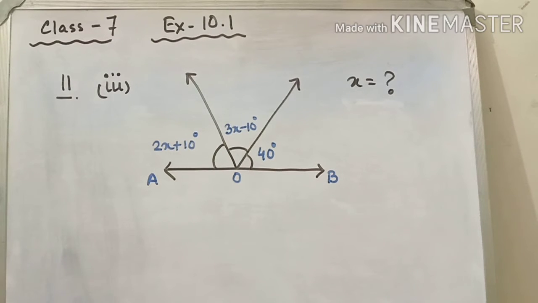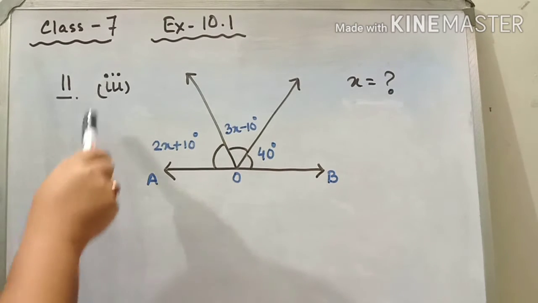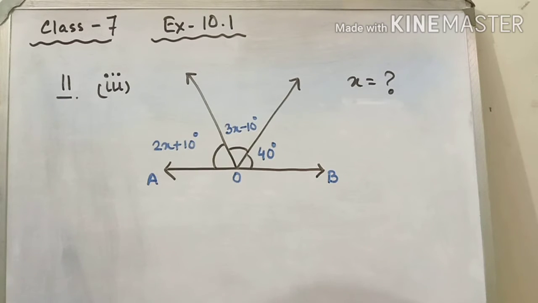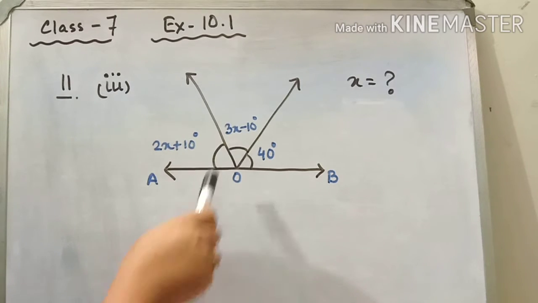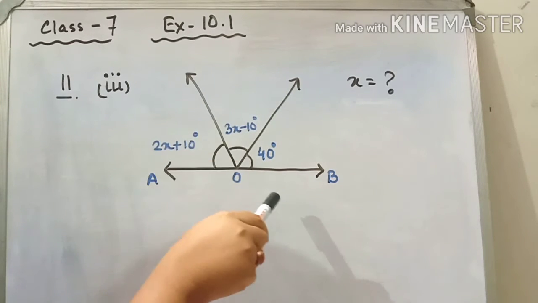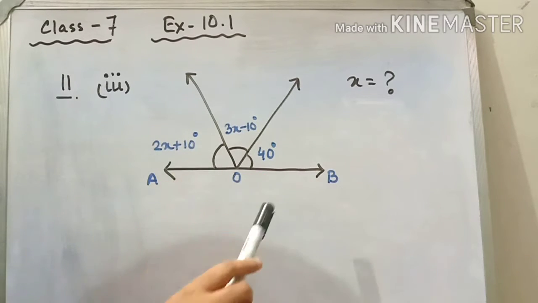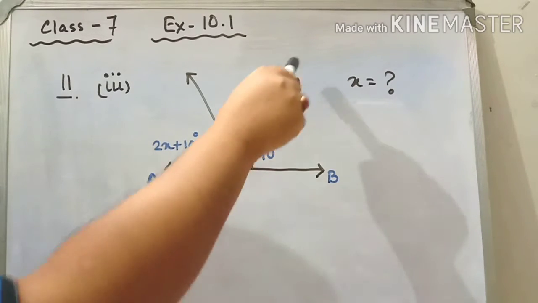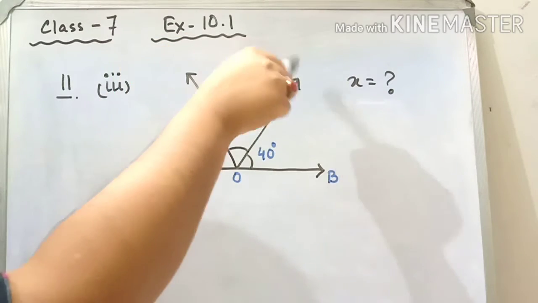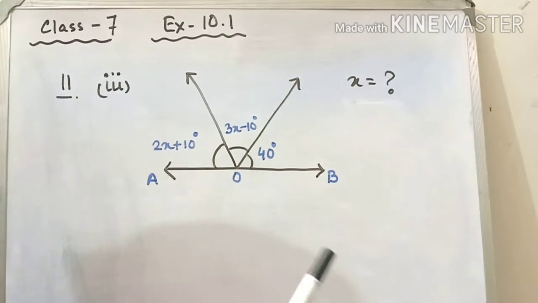So look at the diagram here of sum number 11, number 3. You can see there is a figure given out here. Here only the naming of this straight line has been given. Other than these two, the rays where the namings are not provided, but the angles are certainly given.